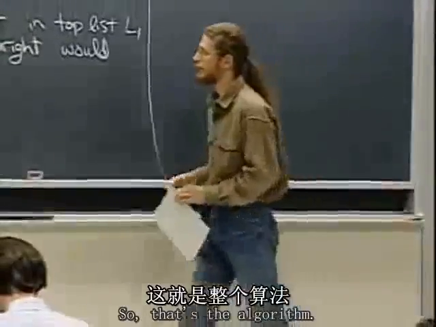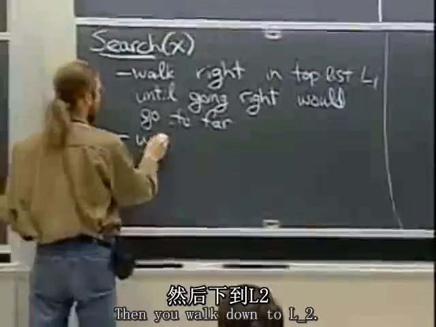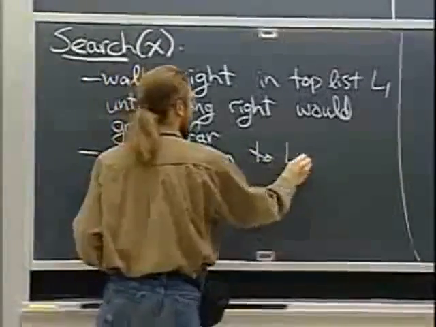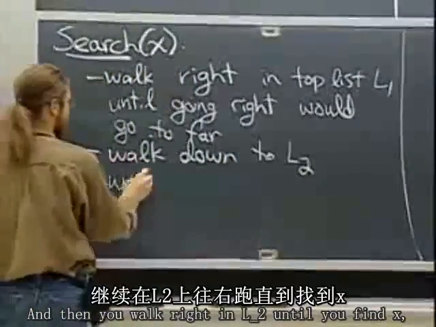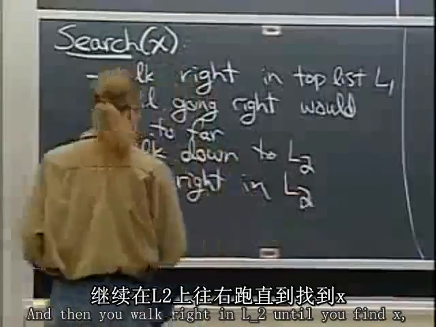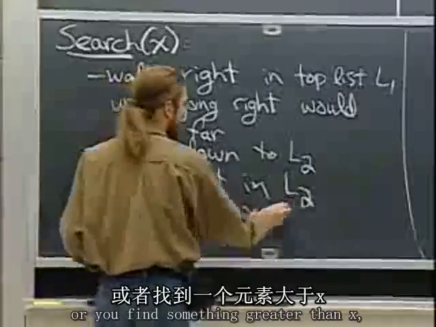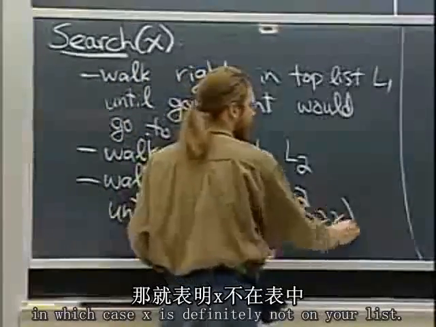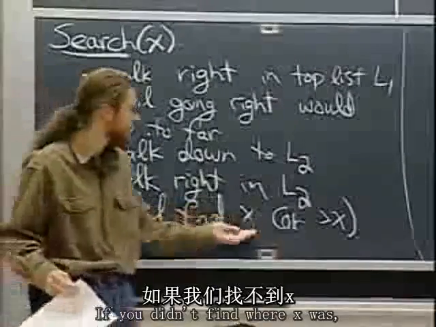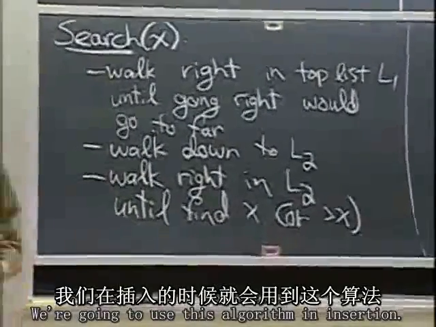So that's the algorithm. Stop when going right would go too far, and you discover that with a comparison. Then you walk down to L2, and then you walk right in L2, until you find X, or you find something greater than X, in which case X is definitely not in your list, and you found the predecessor and successor, which may be your goal. If you didn't find where X was, you should find where it would go if it were there, because then maybe you could insert there. We're going to use this algorithm in insertion.